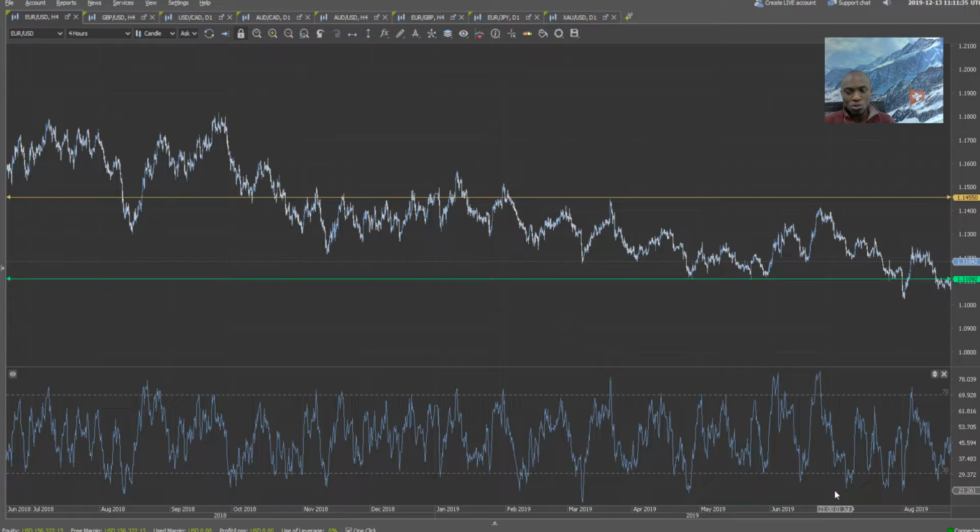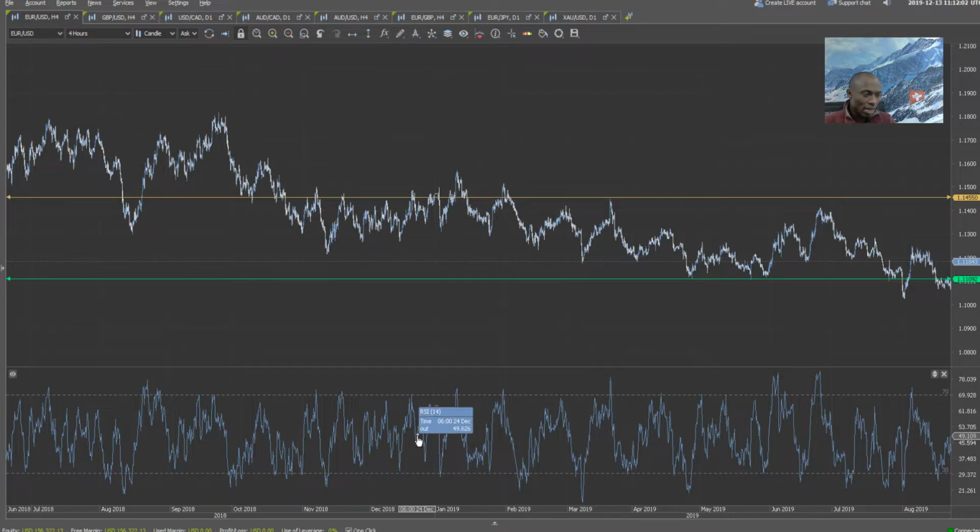You don't want to continue selling the currency pair or the stock, because it's already indicating that there might be a potential reversal. When it's 70 above, it's showing you that the price is already in the overbought zone. You don't want to continue buying when the price is already showing you a potential reversal. So this is how it is: the overbought zone and the oversold zone.